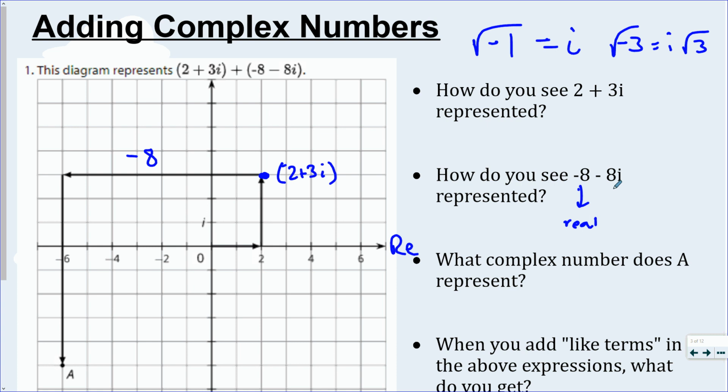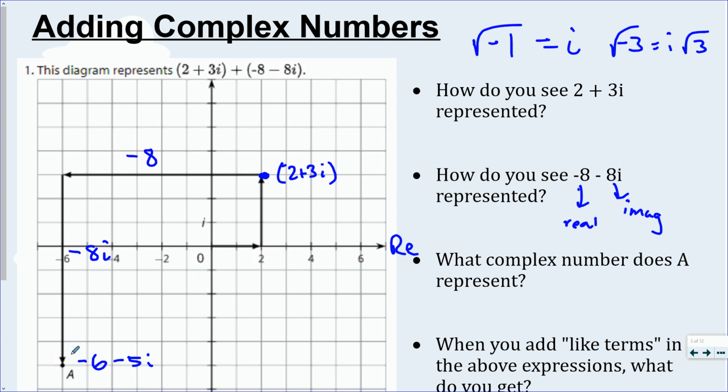And then the minus 8i, we're going to move along the imaginary axis. And on the imaginary axis, we're going to go down 8. So here's my minus 8i. 1, 2, 3, 4, 5, 6, 7, 8. Okay, and what point do I end up at here? I end up at the point negative 6, 1, 2, 3, 4, 5, minus 5i. Okay.